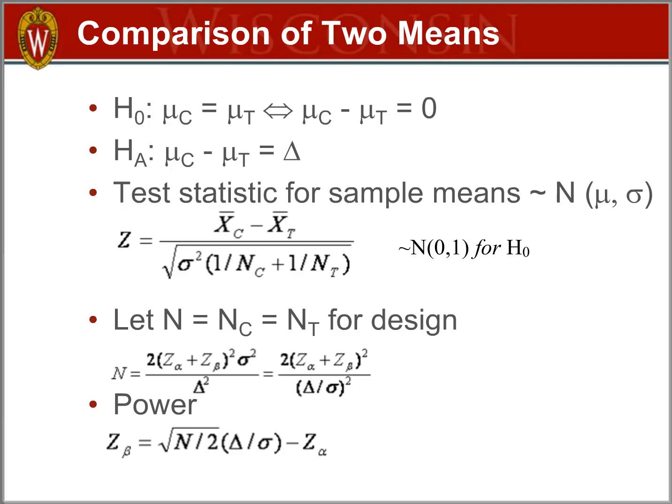I've also indicated that you can solve the equation in a different direction, saying if I have a certain number of subjects, a certain delta that I'm trying to detect, and the sigma that goes along with that outcome variable, and I've pre-specified the type 1 error, I can calculate what the power or sensitivity of my study will be. We're not going to examine that in this lecture, but just let you know that you can calculate the sample size for a given difference, or for a given sample size you can calculate the power, and depending on your needs, either of these may be quite useful.